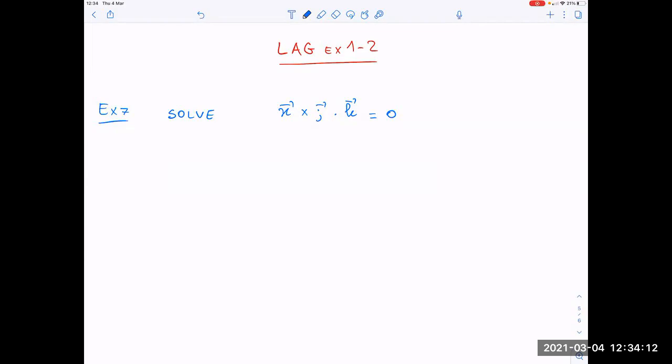What do we do now? We want to solve it. How do we solve it? We want to find x. How do we find x? Well, there are a few ways in which we can do this.